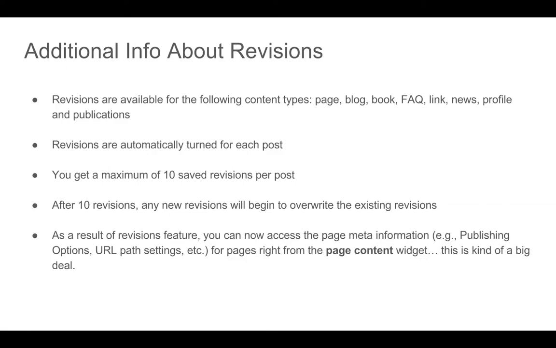Revisions are turned on for each post. Again, it's just so we don't have a situation where someone thought they created a revision and it didn't get saved. You have a maximum of 10 per post. So if you've saved a page 10 times and then you save it the 11th time, it'll overwrite the very first one that you did. It'll kind of keep cycling. So the very first one you did will be gone.